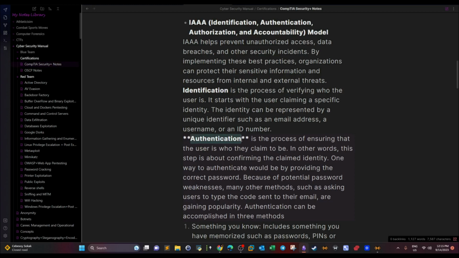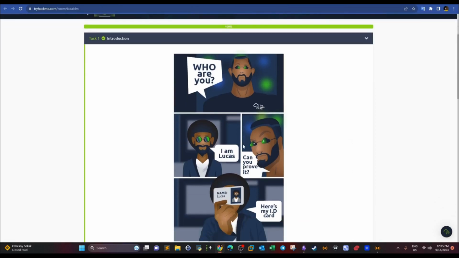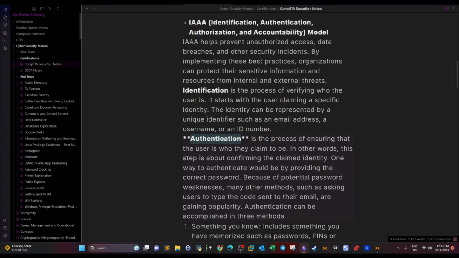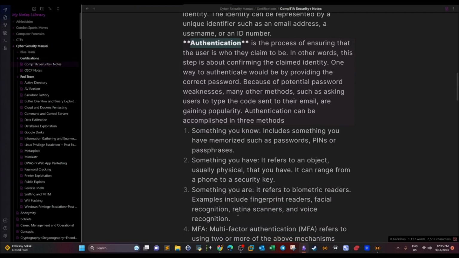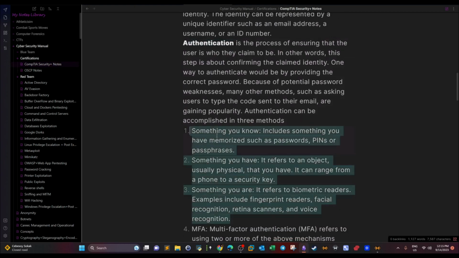In authentication, we try to prove that you are who you claim to be. In that case here, we ask for the identity card. But in other instances, you might be asked to provide proof. There are three types of proofs that you can provide. We start with something you know. Something you know is something that you memorize. It could be a password, a PIN, or a passphrase. This is certainly something you are familiar with. When you log into a website or to your profile, you're asked for your password. This is something you know.